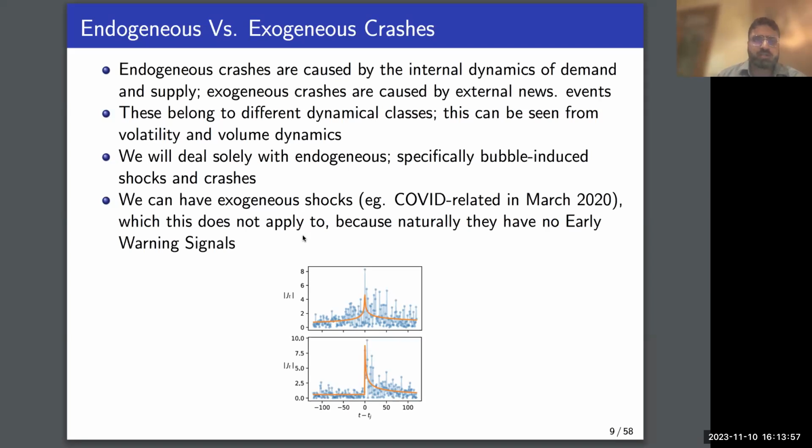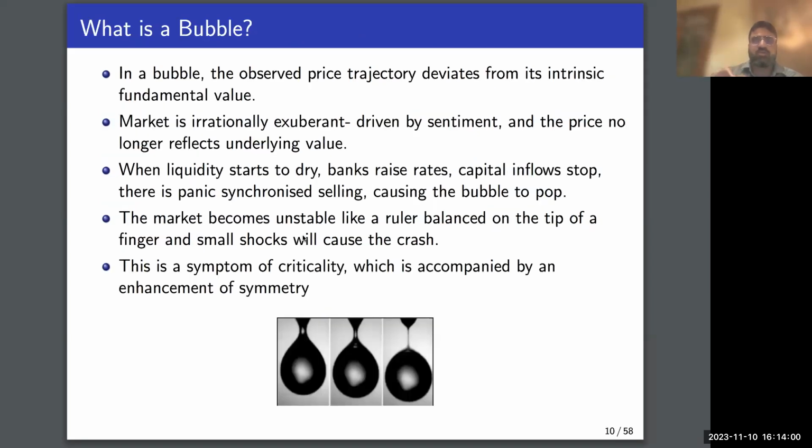So in a bubble, essentially, the observed price trajectory deviates from the intrinsic fundamental value of the stock, right? When we say bubble, in the context of markets, we just mean a precursor to an endogenous shock, right? Where the market becomes irrationally exuberant or driven by sentiment, and the price essentially no longer reflects the underlying value of that asset. And then what happens is, when liquidity starts to dry up, when banks raise rates, capital inflow stops, there's a panic, synchronized selling, causing the bubble to pop.